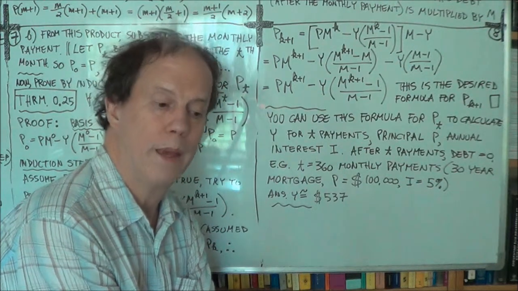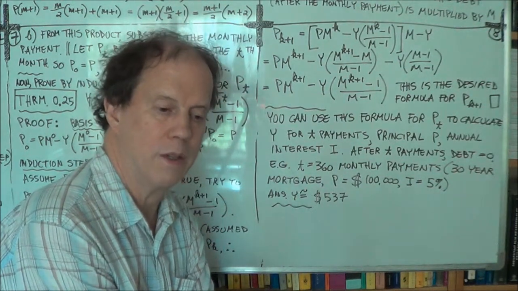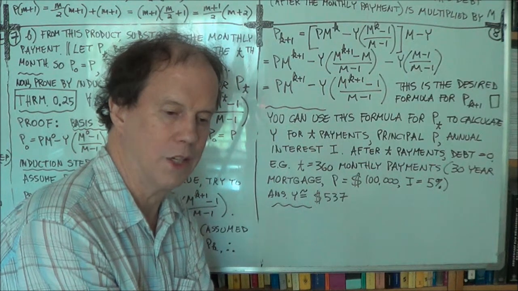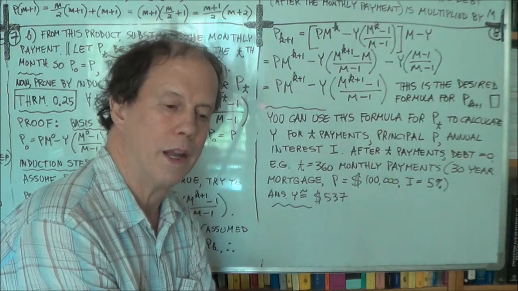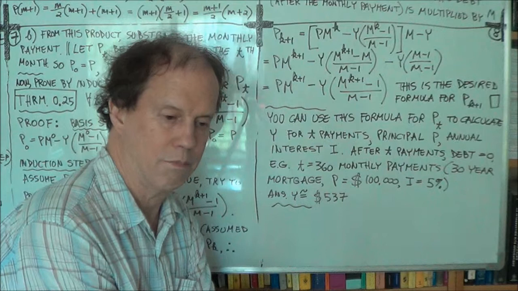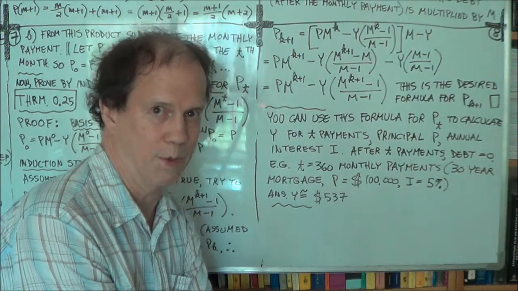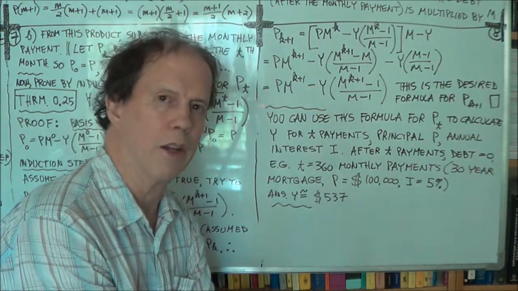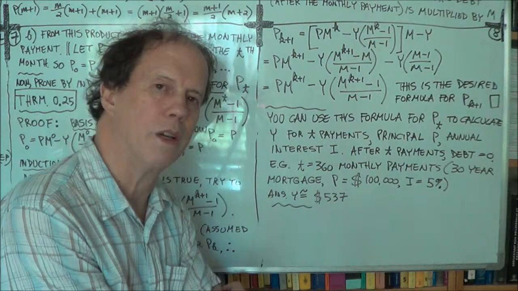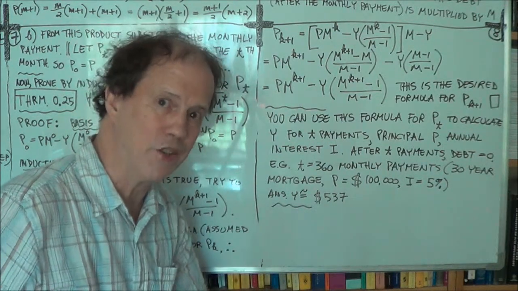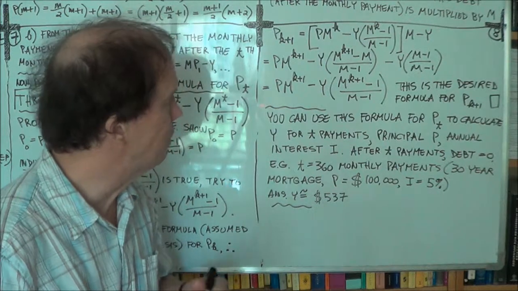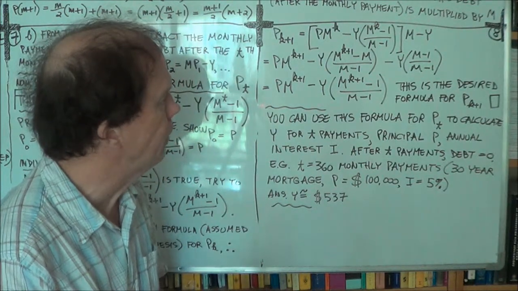So if you save young and you're saving regularly each year, and you start saving like 30, 40 years before you retire, then you can make a lot of money. You can be quite rich. So take advantage of compound interest. It's very, very useful. Okay.